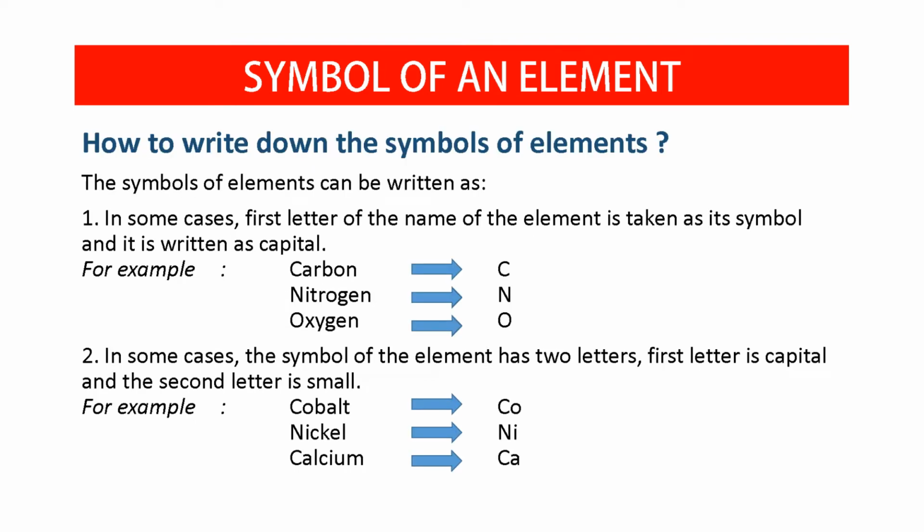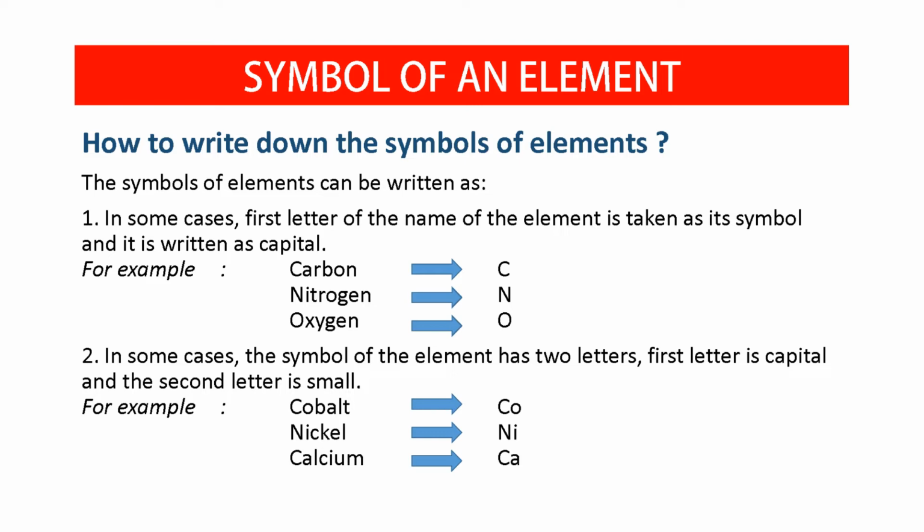The next topic is how to write the symbols of an element. How can we decide the symbol of an element? There are certain rules. The first rule is that we often represent the symbol of the element by taking the first letter of the element. Like you can see in the example, carbon: the first letter is C, so we give the symbol C. Nitrogen, the first letter is N, so we give the symbol N, and for oxygen the symbol is O. So we take the first letter of the name of the element. So this is the first rule.